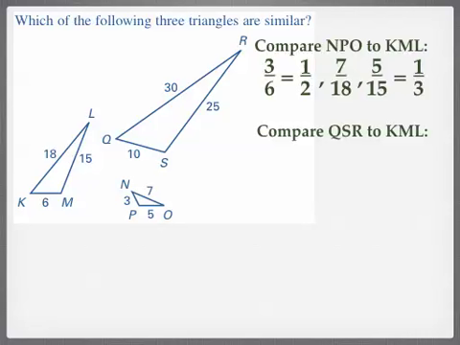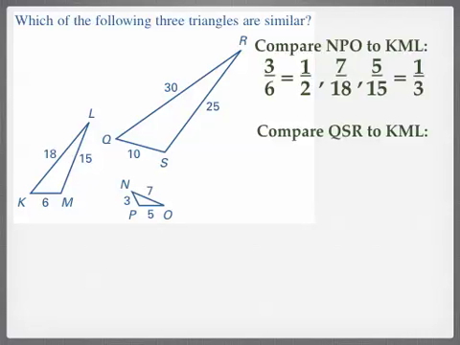So if you look at the three ratios that I get, I have 1 over 2, 7 over 18, and 1 over 3. Because those ratios are not the same for all three sets of corresponding sides, these two triangles, NPO and KML, are not similar.